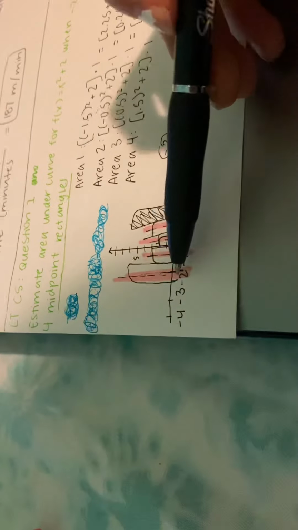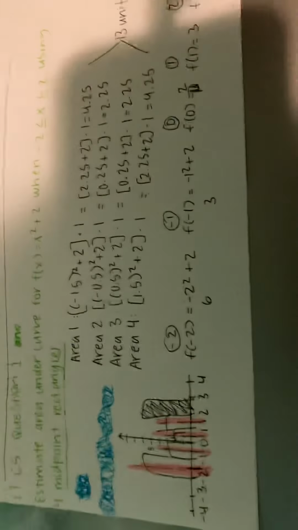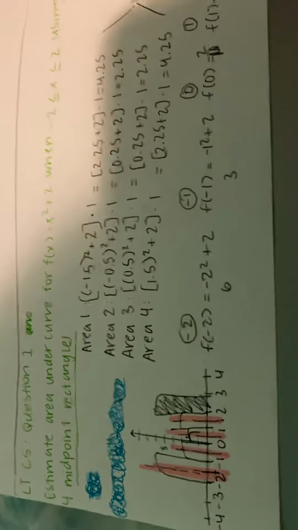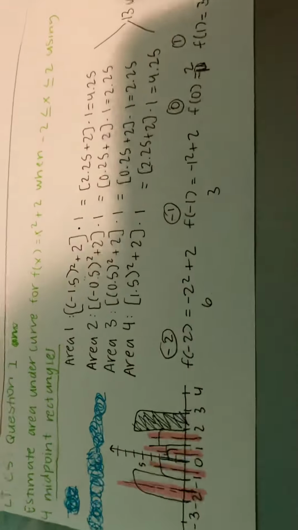My mistake was not using the midpoint value, so instead I multiplied the actual value instead of the midpoint value here. So instead of -1.5, I had done -2 and the rest of them. But that was my mistake, and the key ideas here are area under the curve and midpoint rectangles.